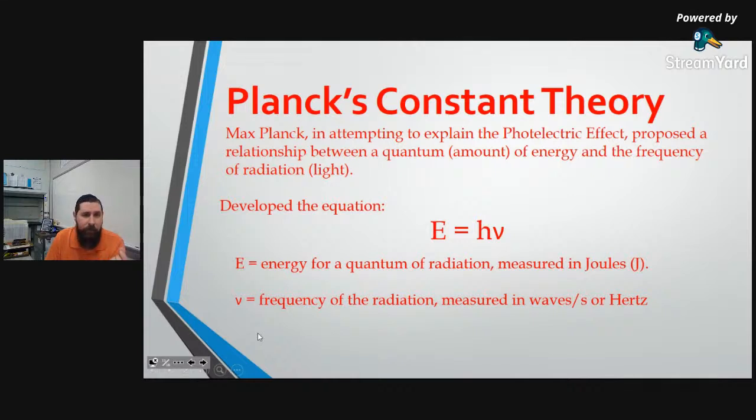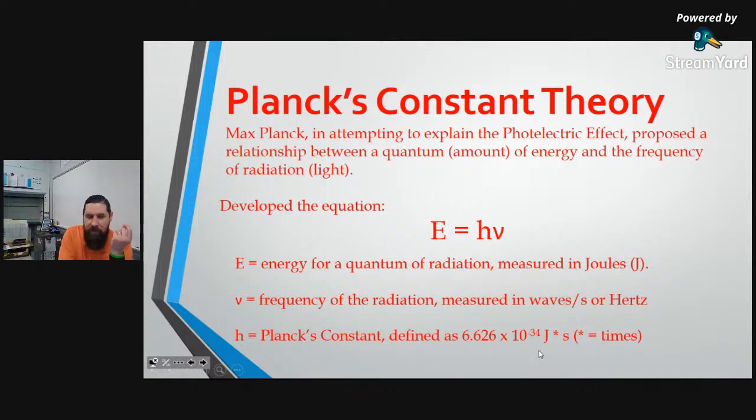Nu is still frequency, that is per second or hertz, and then h is what we now know as Planck's constant, and it's defined as 6.626 times 10 to the negative 34th joule seconds. And a lot of times you'll see in textbooks J and then a dot S, or the little asterisk, where that asterisk means times. Okay, you typically can also see this as just JS, but a lot of people confuse that for them trying to pluralize the J. Okay, there's not an apostrophe there. You're not pluralizing. Okay, it's joule seconds.